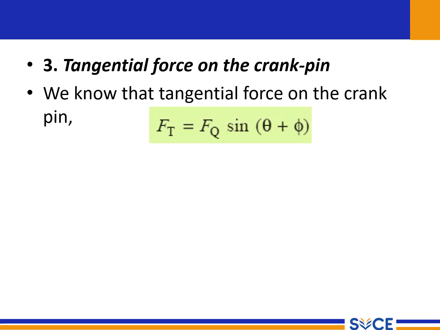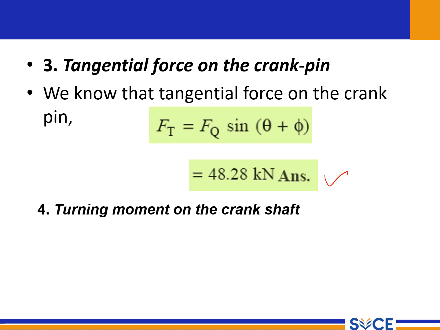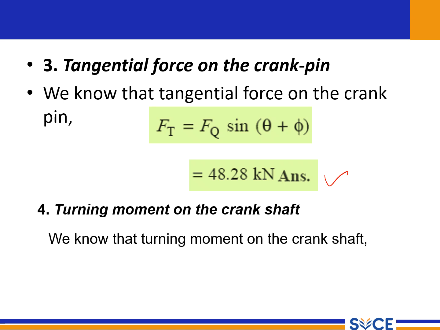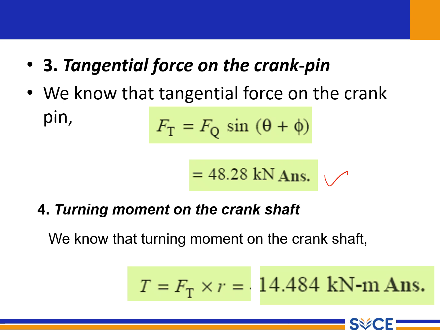Then the last important thing is the tangential force on the crank pin, which is Ft equals Fq, which we just calculated, into sin (theta plus phi). Substituting this value, we get the important crank pin effort as 48.28 kilonewton. The last, very important quantity is the turning moment on the crankshaft, that is Ft into R. Substituting 48.28 and the crank radius, the torque value is 14.48 kilonewton meter.